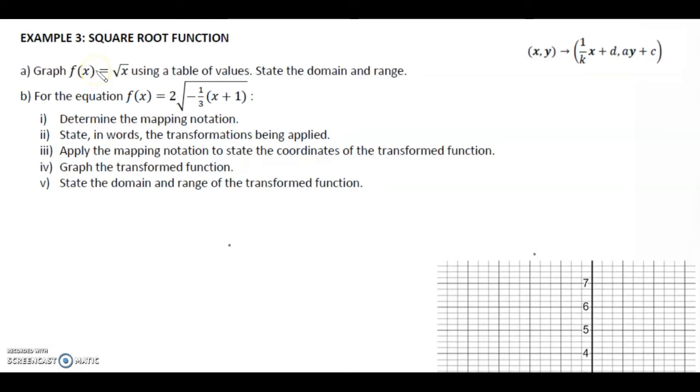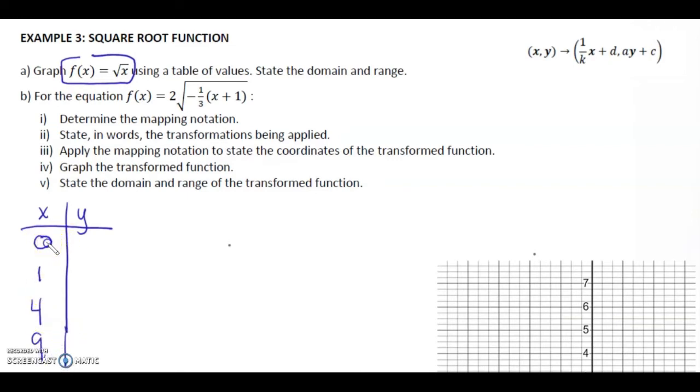Example 3, square root function. So graph f of x equals root x using a table of values, then state the domain and range. So f of x equals root x, that is our square root function. The numbers that we want to use in the table of values have to be able to be square rooted. So let's use 0, 1, 4, 9.